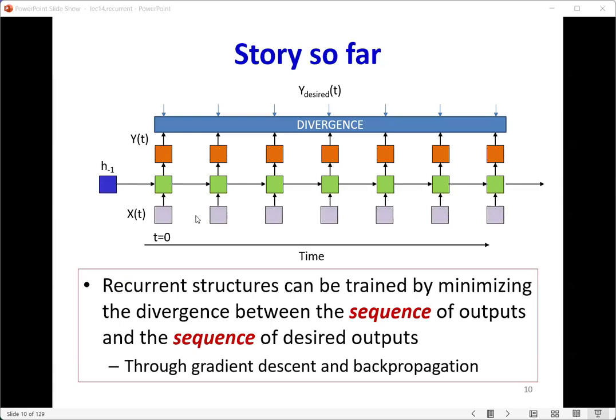And so the story so far: recurrent networks, structures that can be trained, can be used to analyze time series data. And even for data that are not time series, they can be really good at reducing the amount of training data and the computation if you can find recurrent structures within the operations. Now, also, we saw that recurrent structures can be trained by minimizing the divergence between the sequence of outputs.